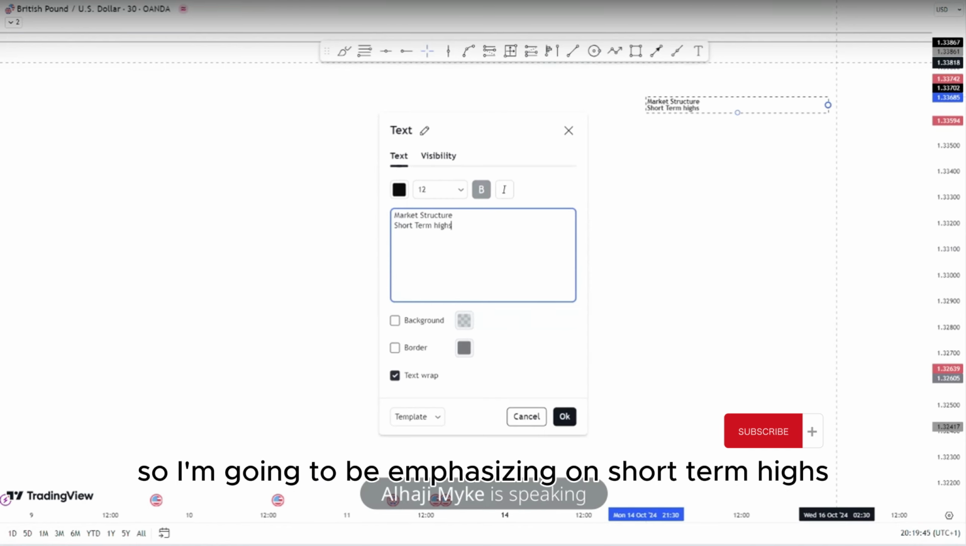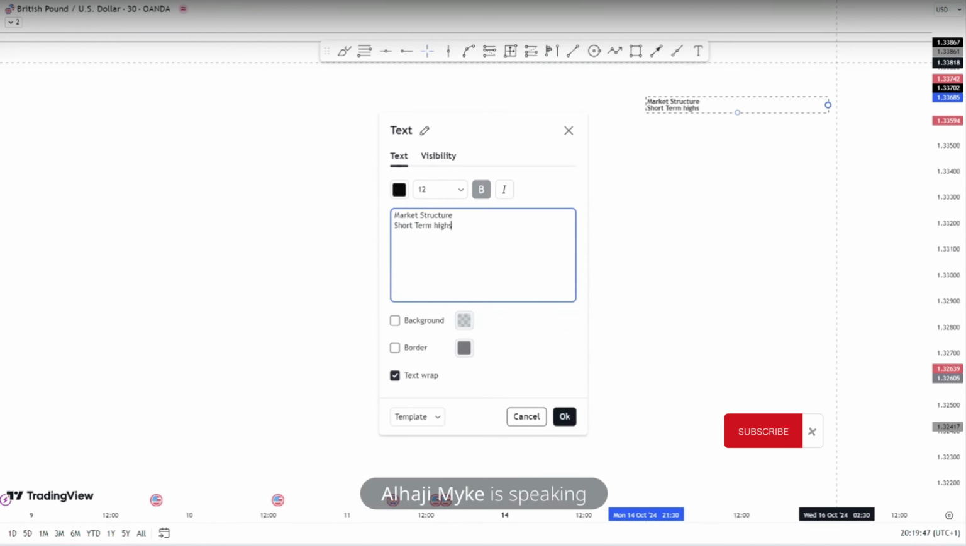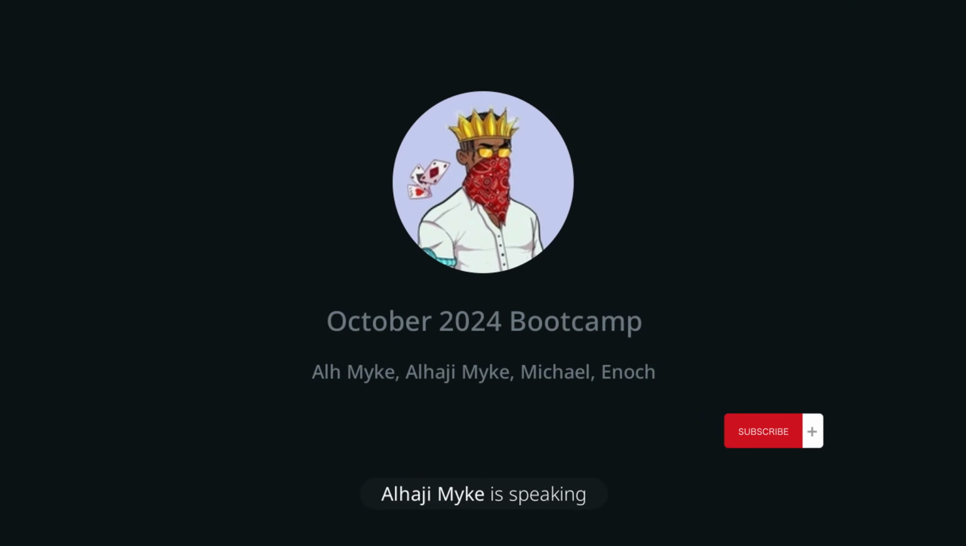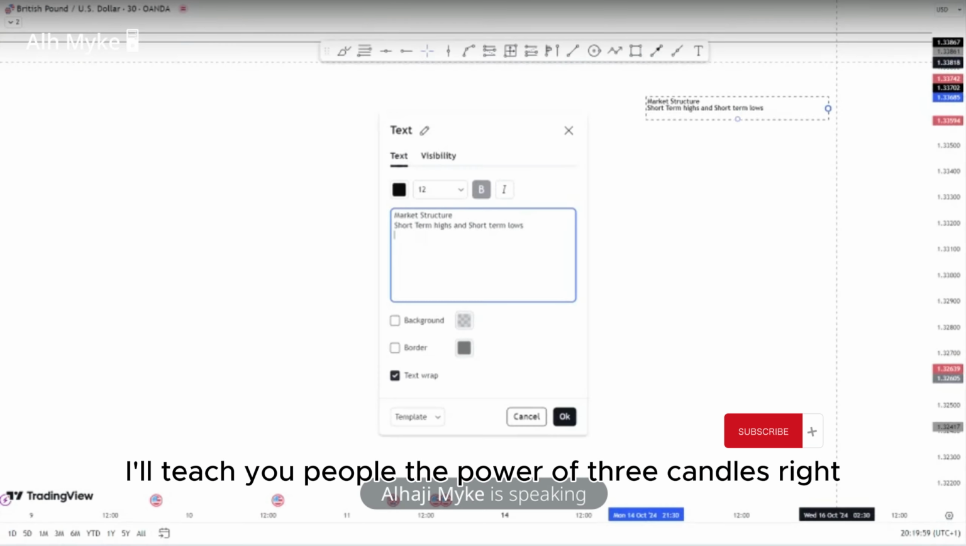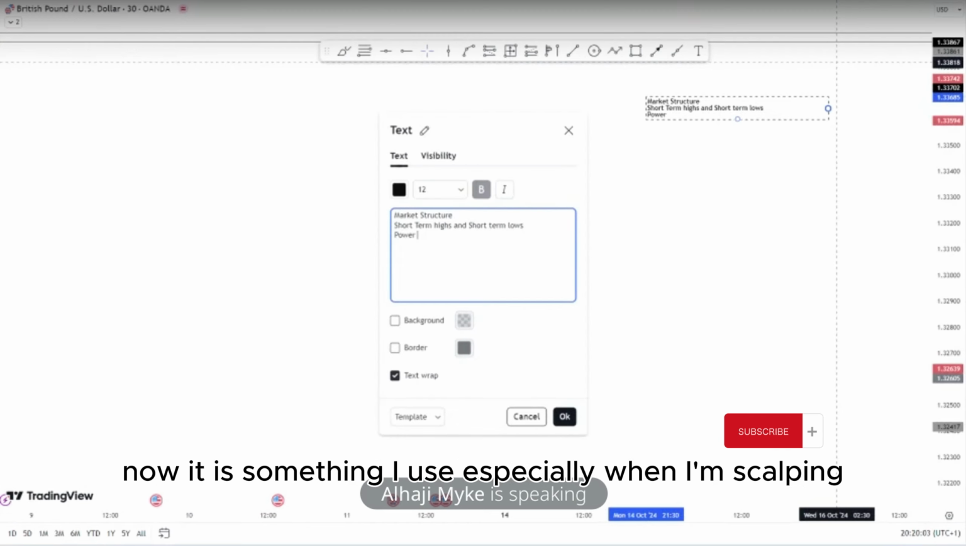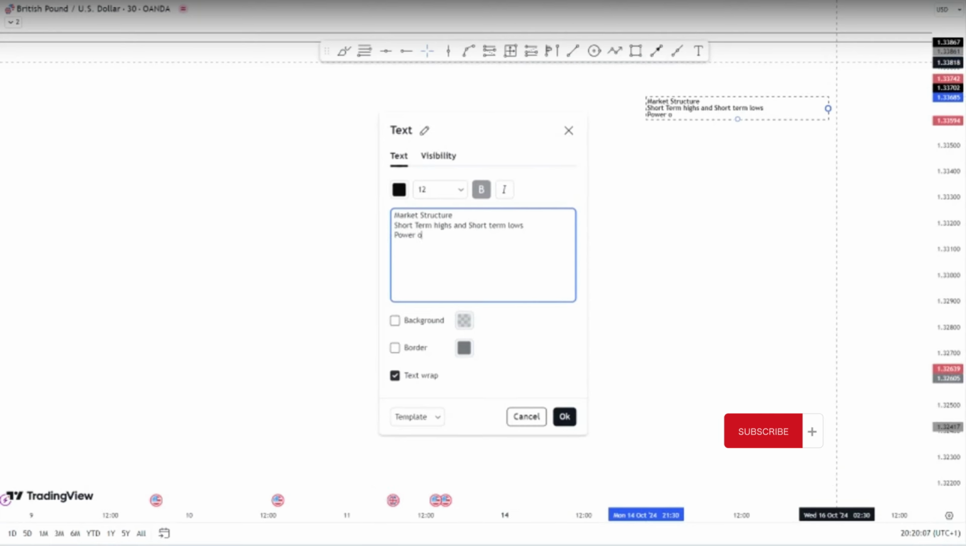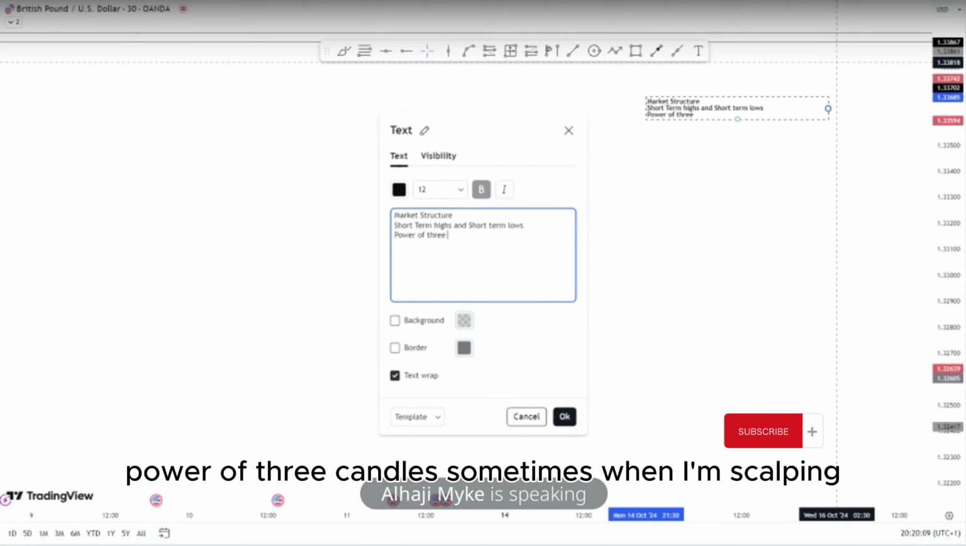So I'm going to be emphasizing short-term highs and short-term lows. Then I'll teach you the power of three candles. It is something I use especially when I'm scalping.